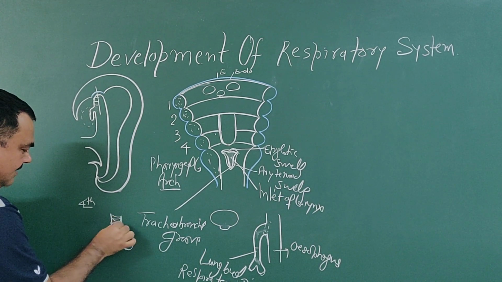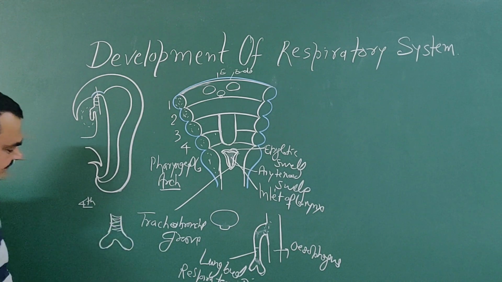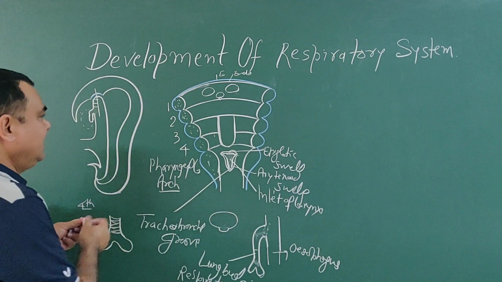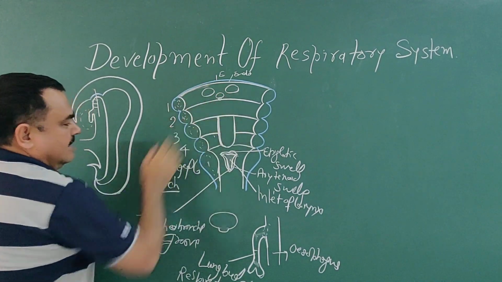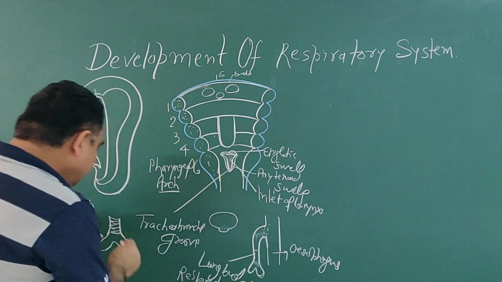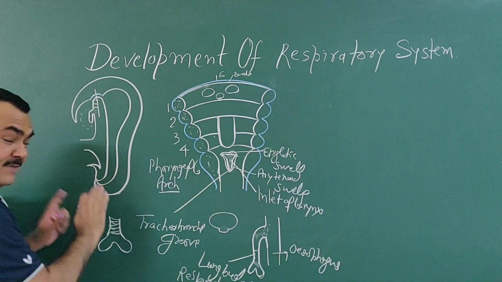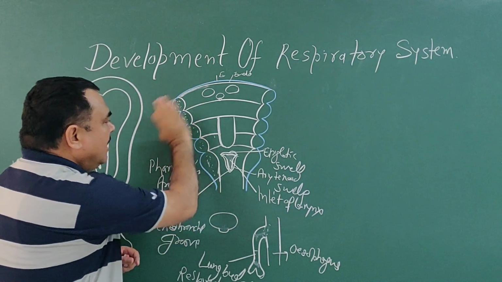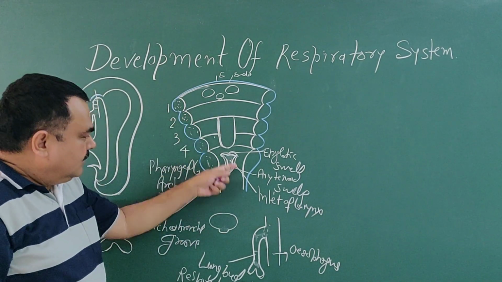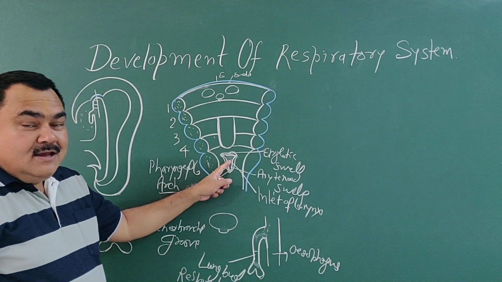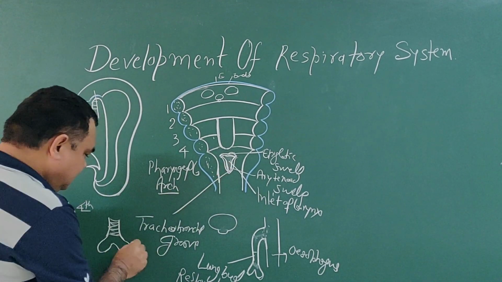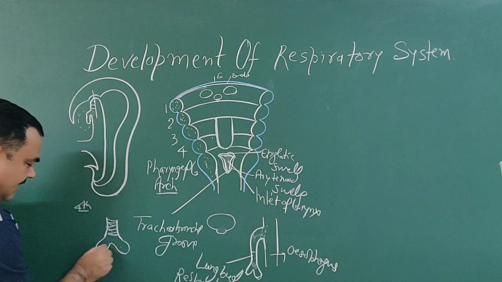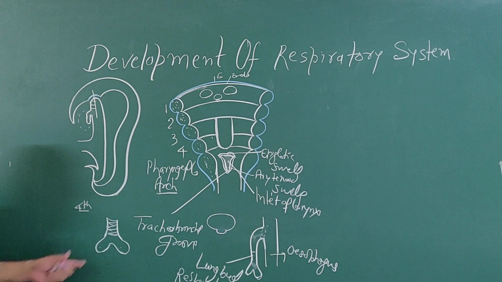Here tracheal rings are formed, this is the trachea. This bud develops from the endodermal lining, so the inner lining is endodermal. The rest, cartilage and muscles, are formed by mesoderm. So the outer covering is mesoderm, and the tube is formed by endoderm. So these are the two lung buds formed.